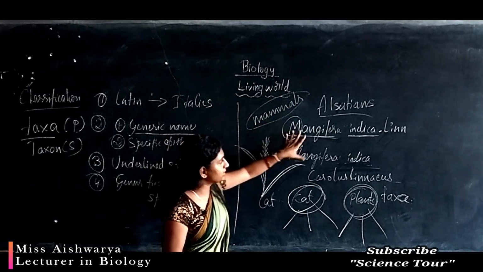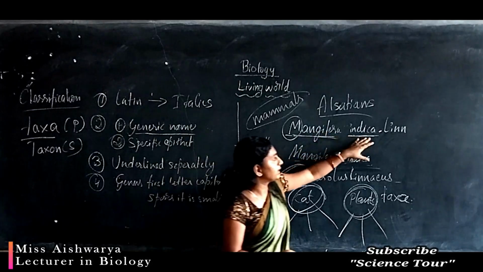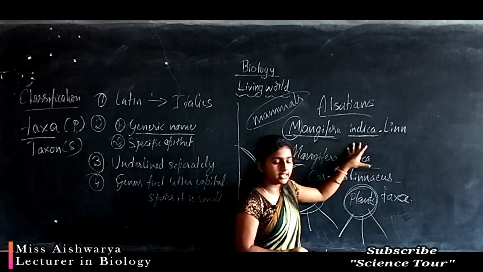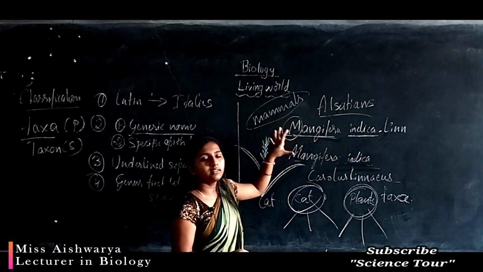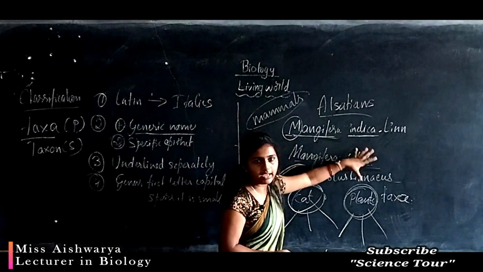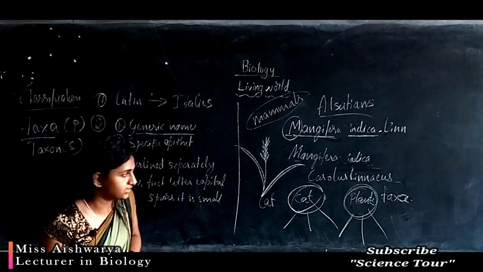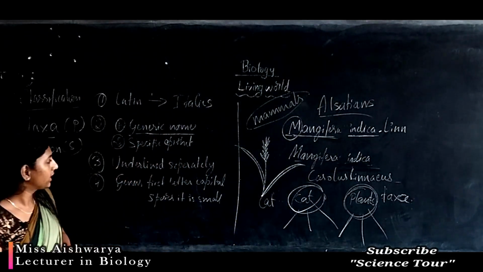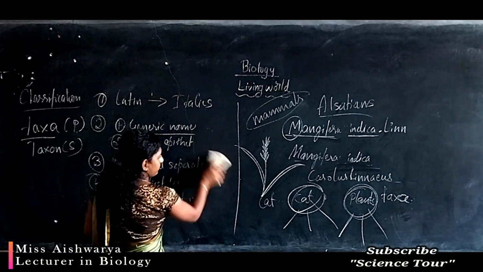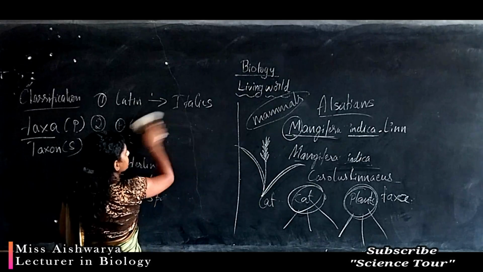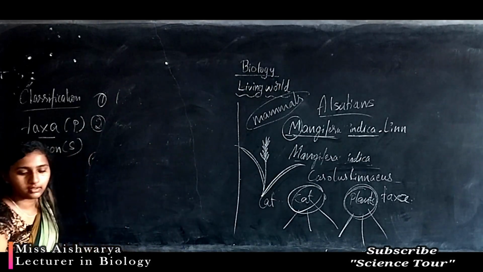If you consider the genus Mangifera, that is also one taxa. Species is also one taxa. Always the group of lower taxa makes the higher taxa, which we are going to study in later classes. So next comes the concept of systematics.